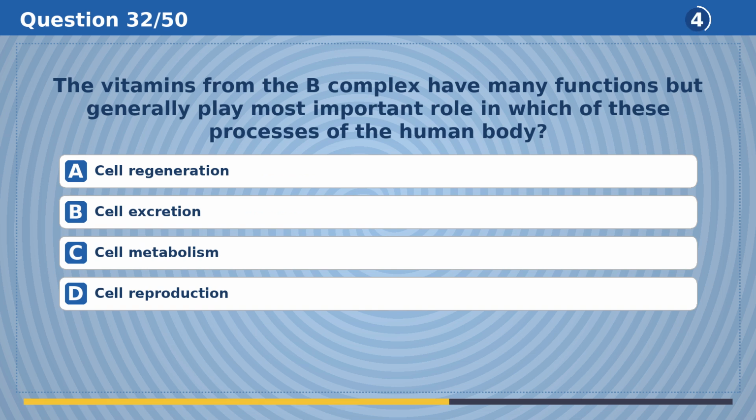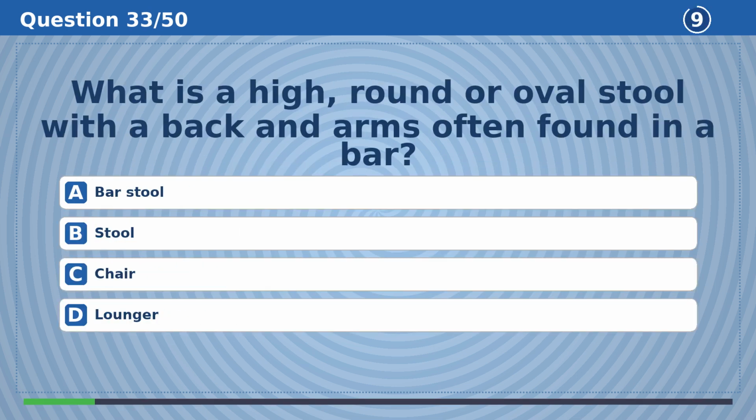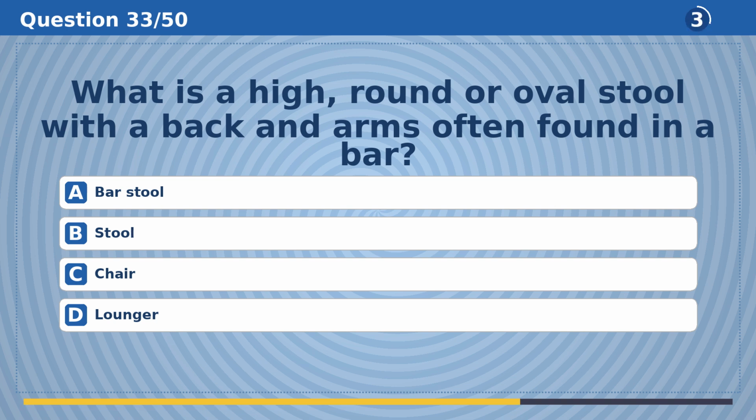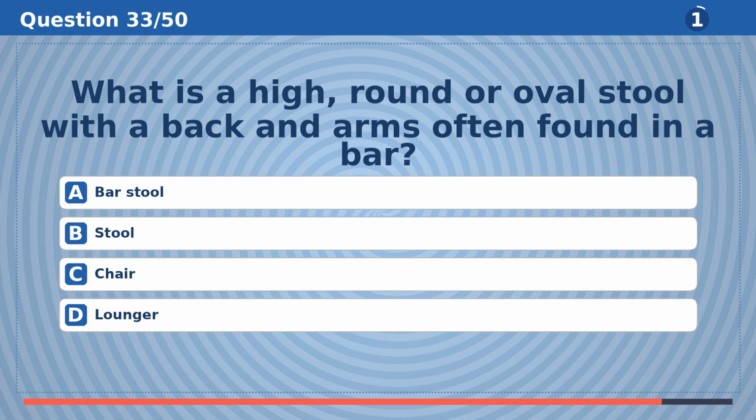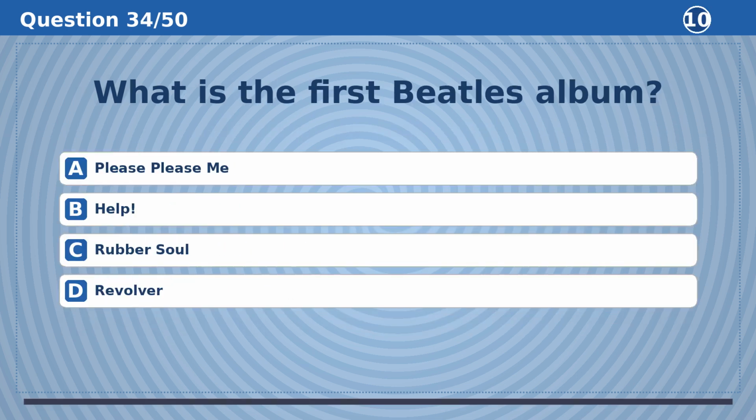The vitamins from the B complex have many functions but generally play the most important role in which of these processes of the human body? The answer is C, cell metabolism. What is a high, round or oval stool with a back and arms often found in a bar? The answer is A, bar stool.